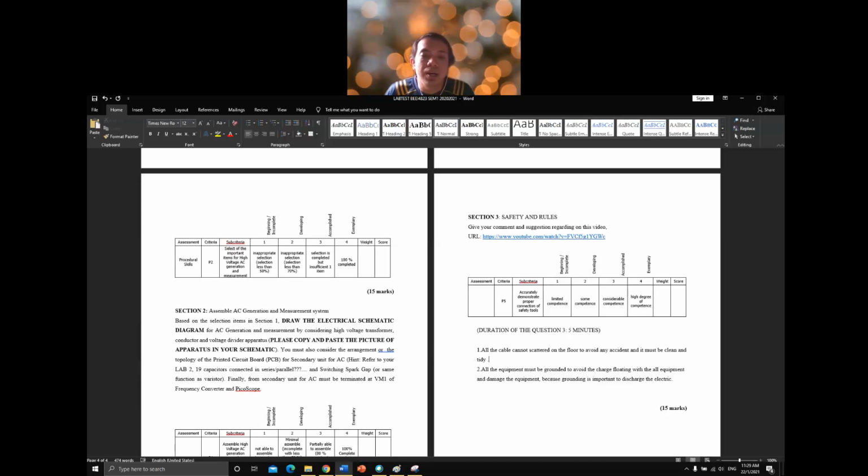And then all the equipment must be grounded to avoid charge floating on the equipment. When the charge floats, it will damage the equipment.